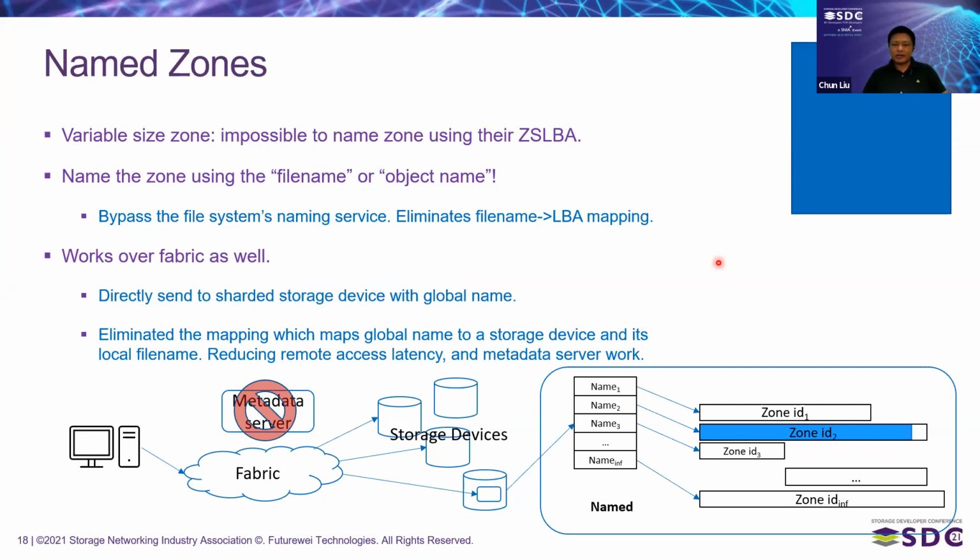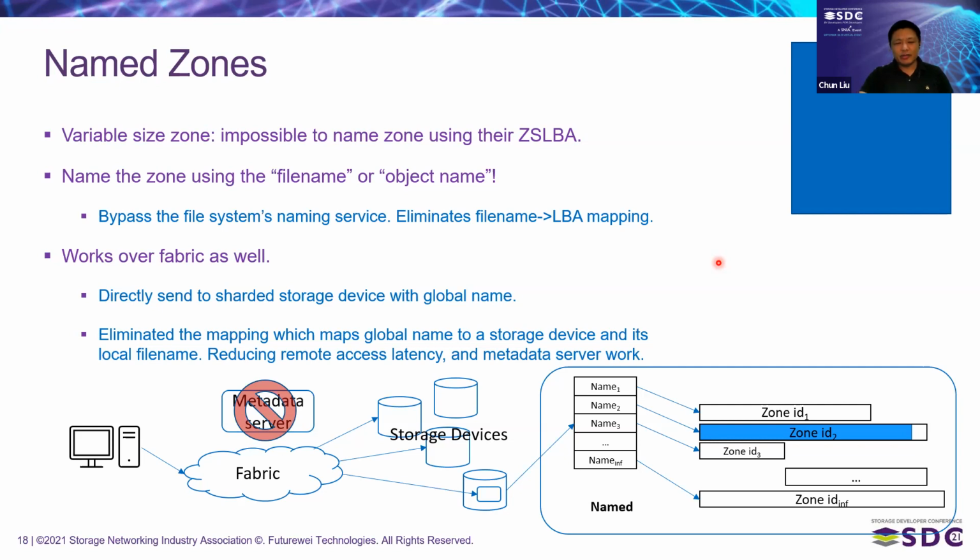Once we introduce variable size zones, it's no longer possible to name each zone using their ZSLBA. But if we think about it positively, we free the zone ID from its LBA binding. What we can do here is to name zones with generic names, or even using file names or object names. This has added benefits. We can bypass the file system naming service. We can directly find the log on the device without the file system involvement. And we can port such a concept into a fabric setting as well.